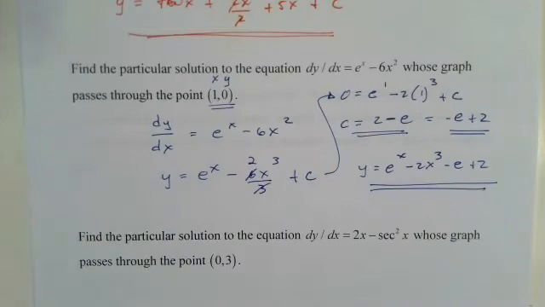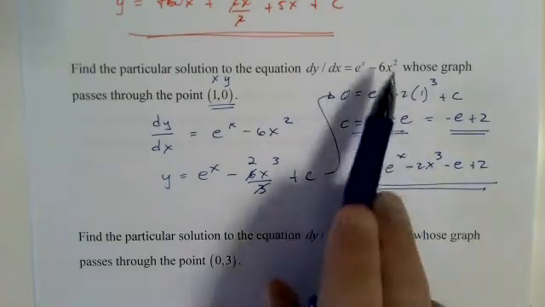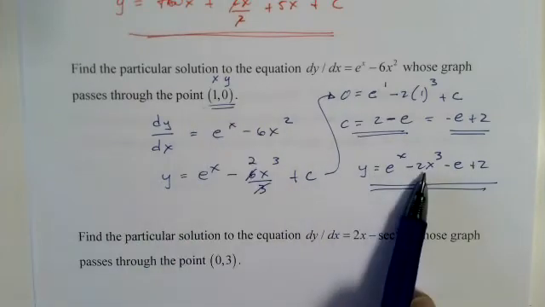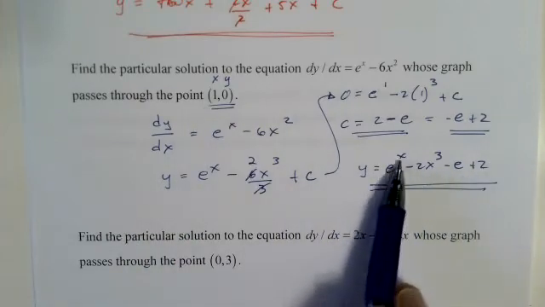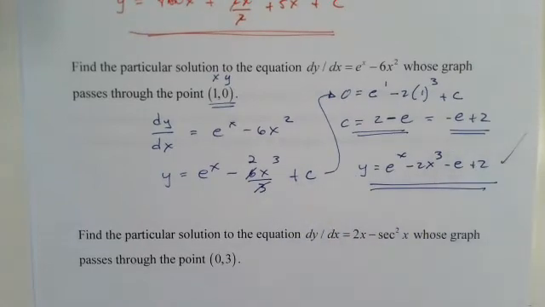I would check it every single time. dy dx equals e to the x minus 6x squared minus 0, plug in 1, minus 2 and 2 cancel, 1, e minus e cancels, I get 0. Check.